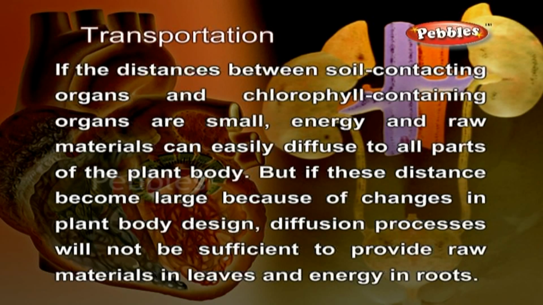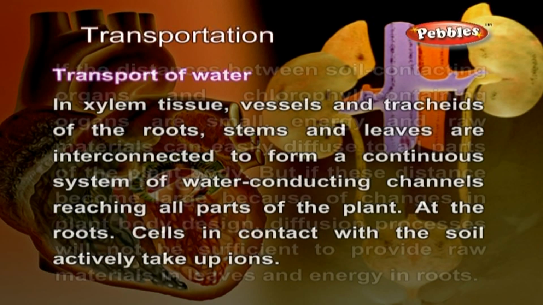If the distances between soil-contacting organs and chlorophyll-containing organs are small, energy and raw materials can easily diffuse to all parts of the plant body. But if these distances become large because of changes in plant body design, diffusion processes will not be sufficient to provide raw materials in leaves and energy in roots.